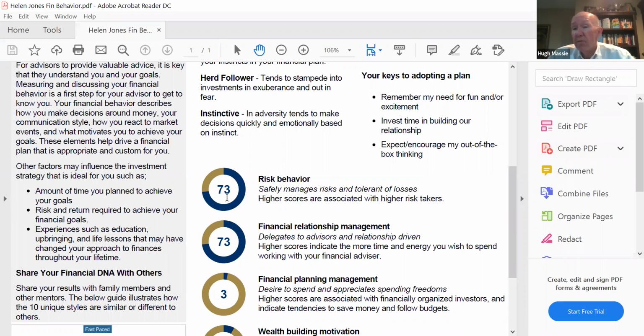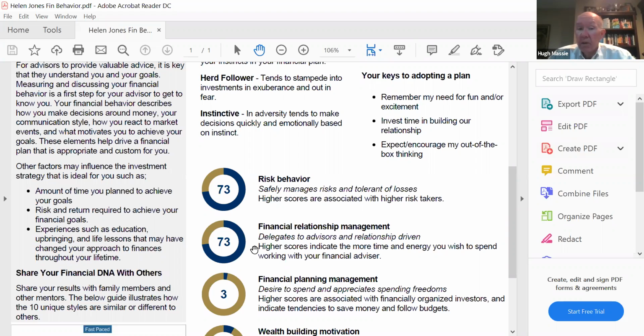Any score over 70 is high. So what this score means is percentage-wise where you sit in relation to the rest of the population. So Helen is 73%, so she will take risks more than 73% of the population. So she's somewhat of a higher risk taker and won't be totally cautious.